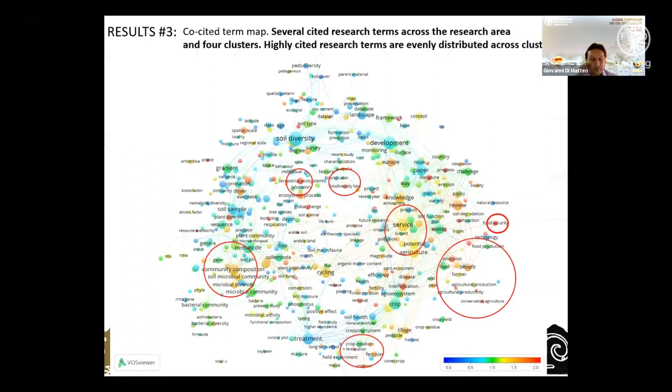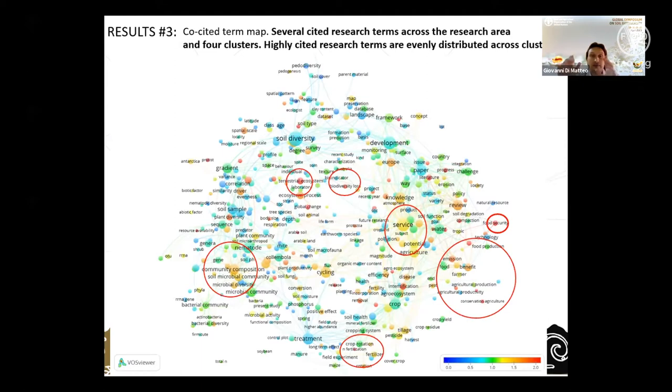So this is the second map, the co-cited term map. It showed several highly co-cited research terms in red, evenly distributed across the clusters, and some significant examples on the right side of the map are food security, emission, conservation agriculture, service. On the bottom side of the map are nitrogen fertilization, fertilizer, rotations, cycling, and indicating research terms such as terrestrial ecosystem, biodiversity loss, spatial scale.